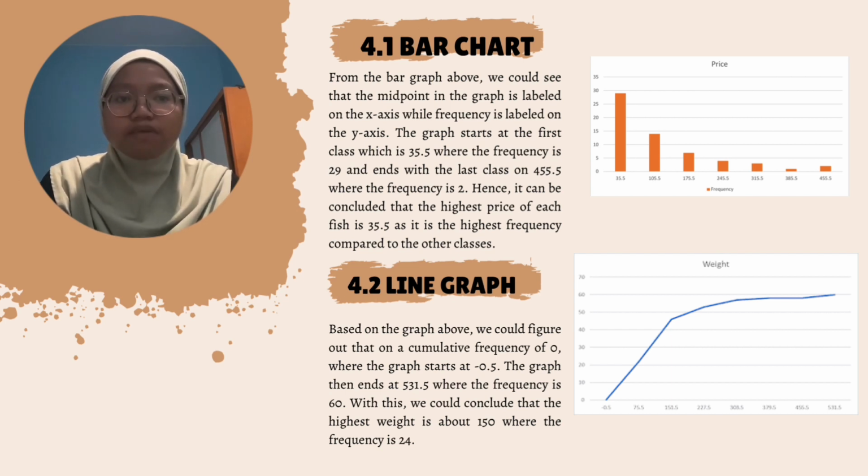4.2. Based on the graph above, we could figure out that on a cumulative frequency of 0, where the graph starts at negative 0.5, the graph then ends at 531.5, where the frequency is 60. With this, we could conclude that the highest weight is about 150, where the frequency is 24.